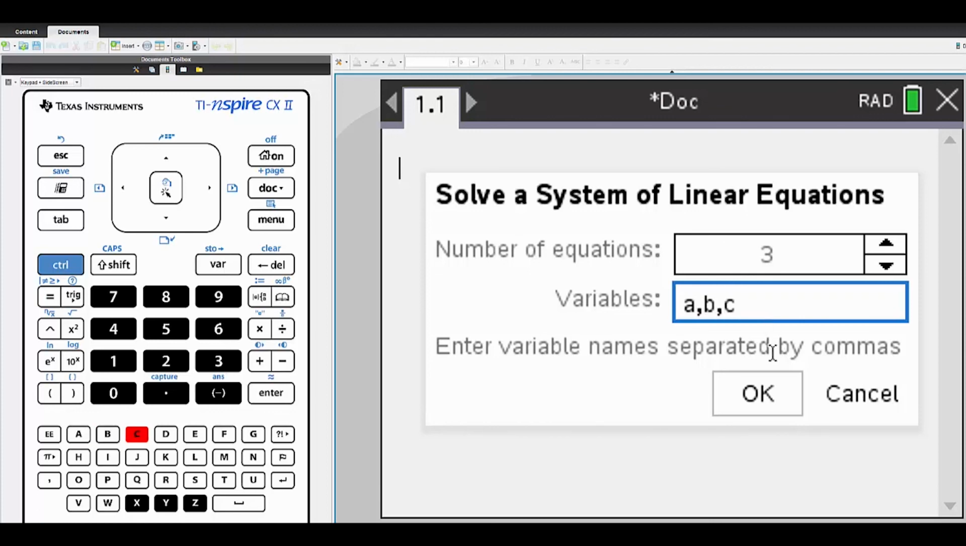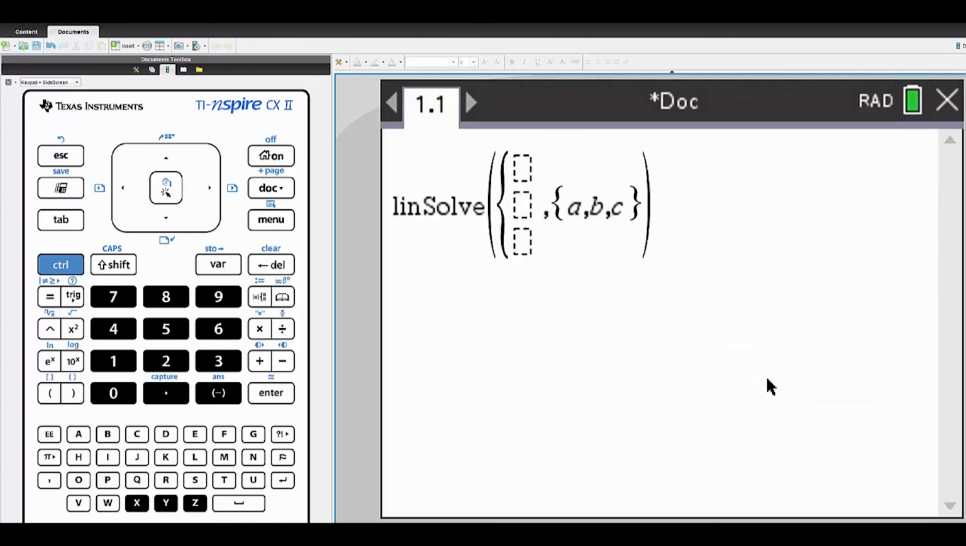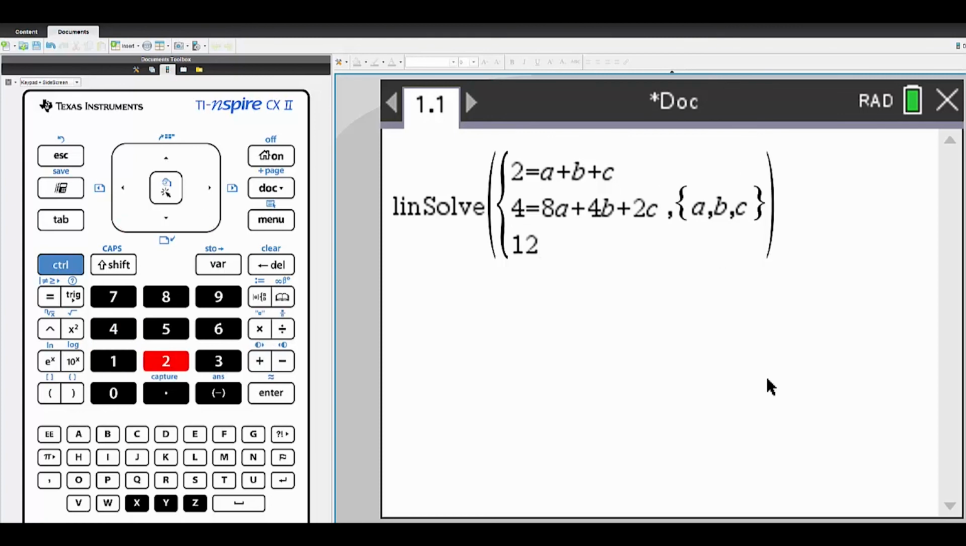And then press OK, and it comes up with this where we can input our 3 equations, and we just input them as we had them before. The first one was 2 equals a plus b plus c. Our second equation was 4 equals 8a plus 4b plus 2c. Then our final equation was 12 equals 27a plus 9b plus 3c.